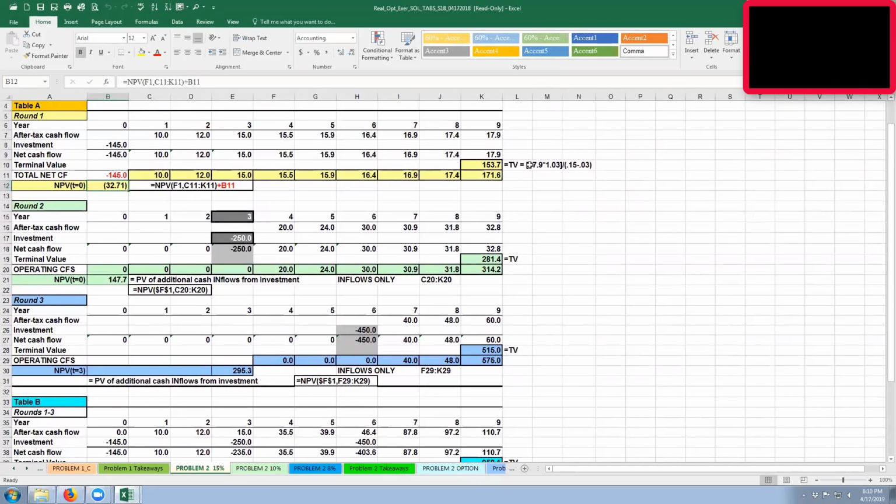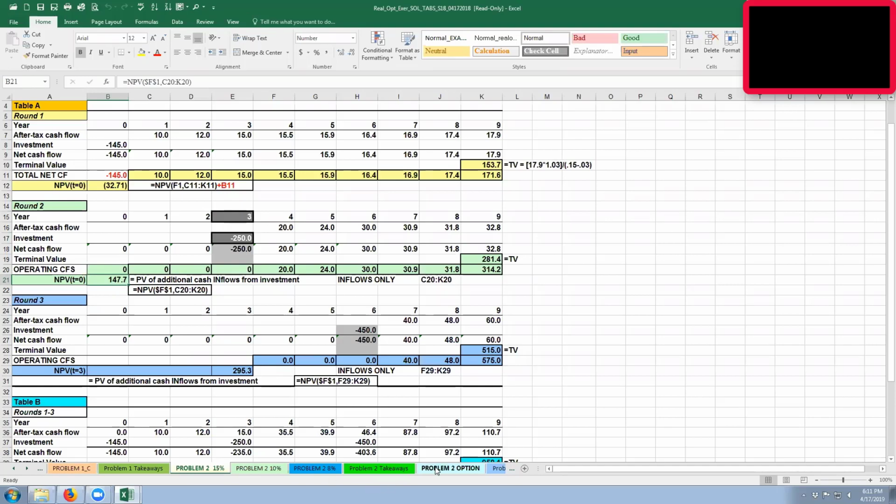That's if we do round 1 without round 2. Round 2, this is where we're going to get the stuff for the option. The cost of it is $250. So that's your exercise price. N is 3. That's how long you can wait to do it. 147 is the present value of the inflows only. That's what you're going to get if you spend the 250.